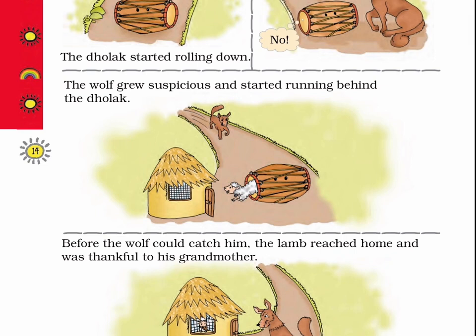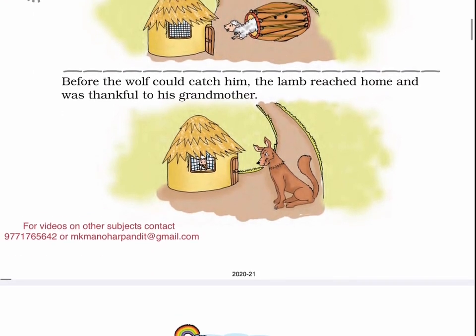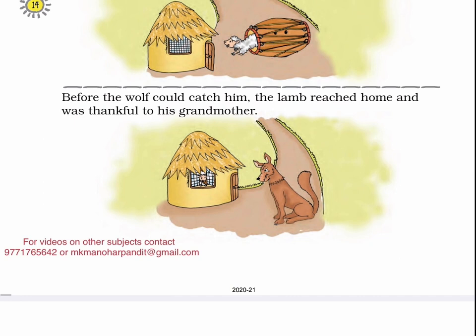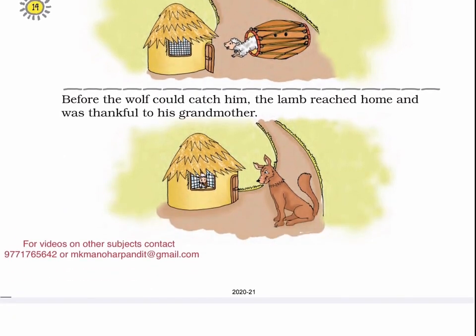Picture 3 shows the wolf running behind the dholak and the lamb coming out of dholak and quickly moving towards his home. Before the wolf could catch him, the lamb reached his home and was thankful to his grandmother. Picture 4 shows the wolf sitting on the road and staring at the lamb that is safely inside his home and peeping out of the window.